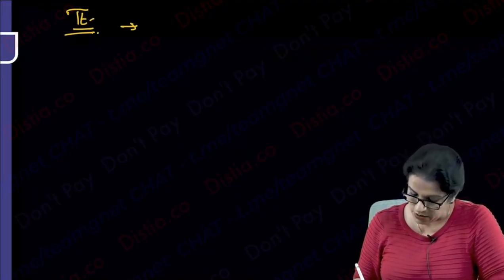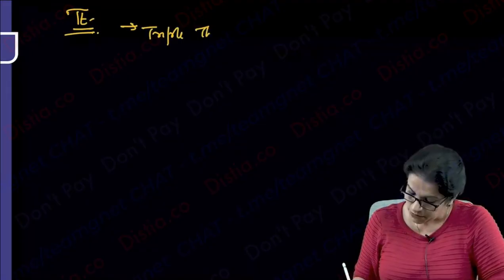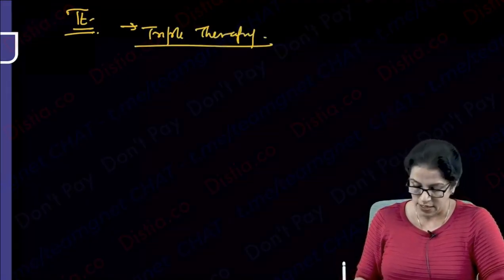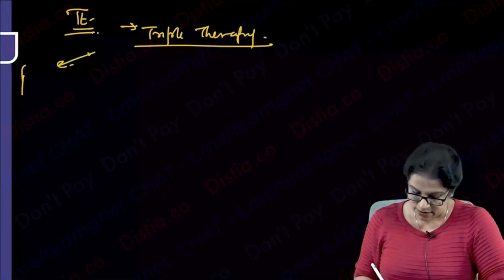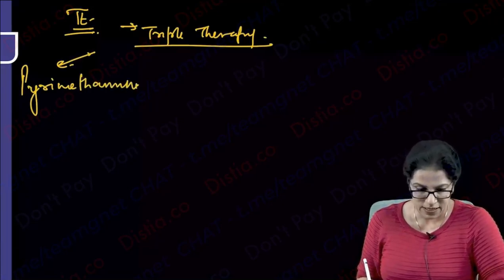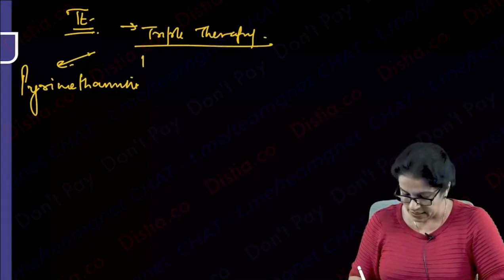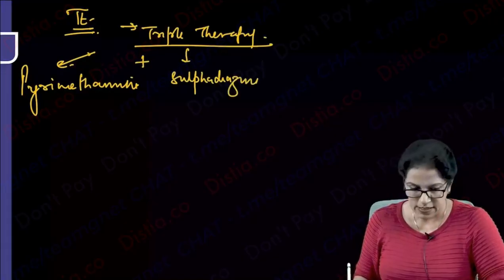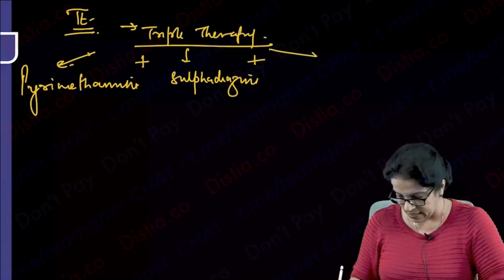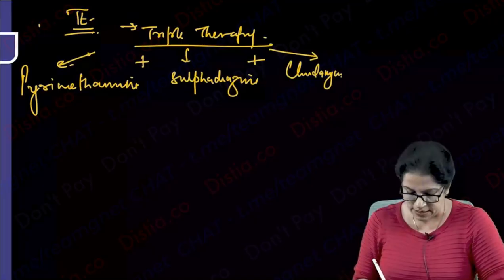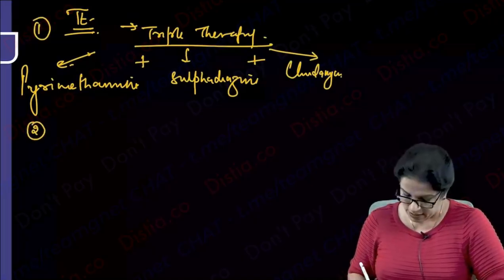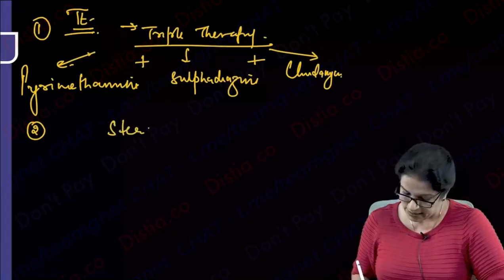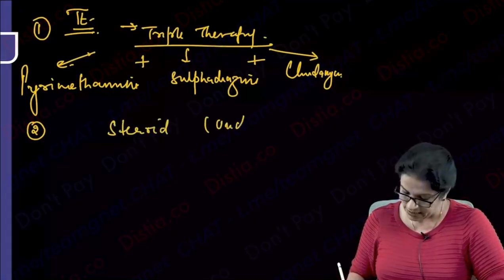So one is your classic or triple therapy that you give for treatment of toxoplasmosis. What is that? What are the three drugs? Write down: pyrimethamine with sulfadiazine and clindamycin. This is triple therapy. And under the cover of these drugs, we can give steroids.